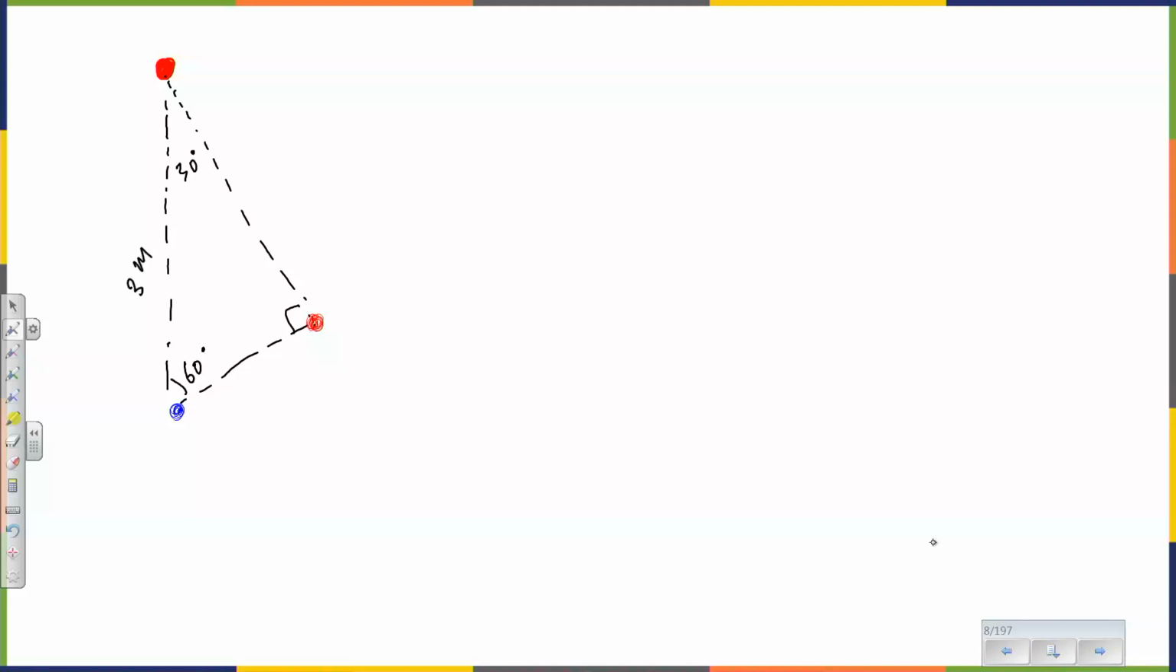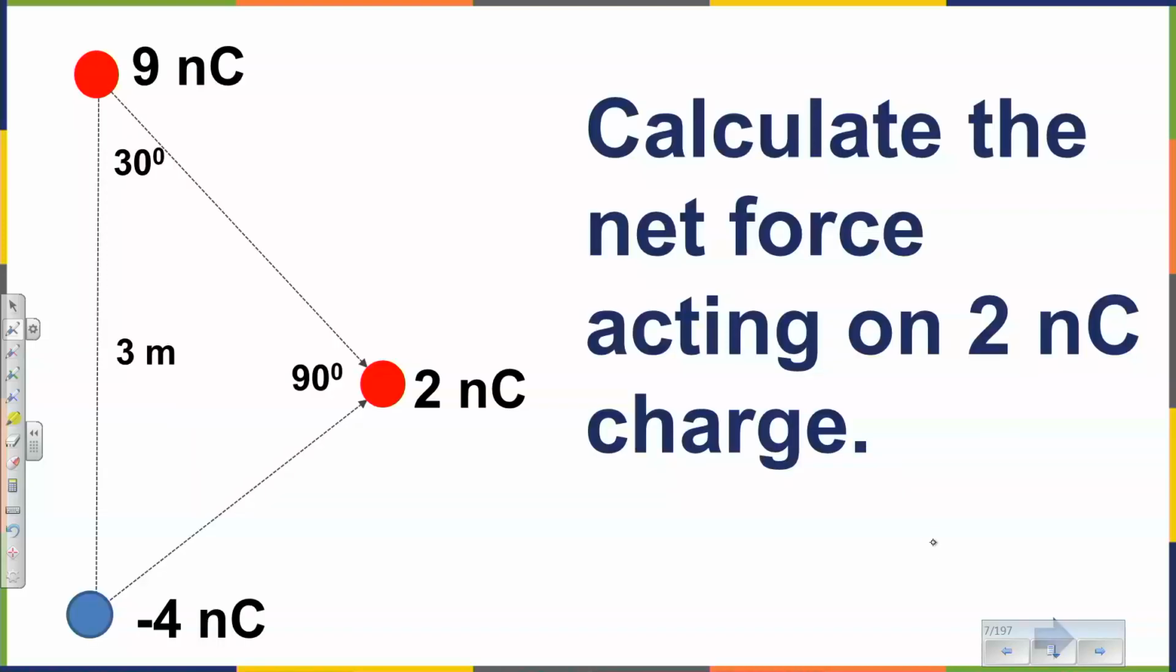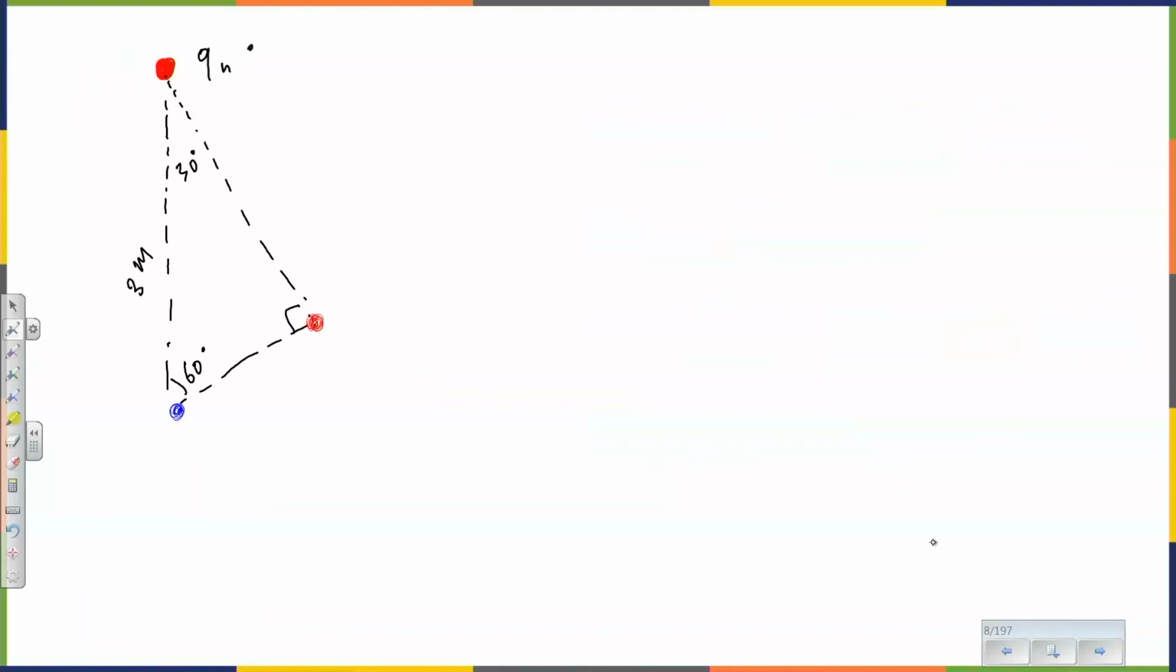So is it a 3, 4, 5 triangle? No, of course not. First of all, a 30-60 triangle is not a 3, 4, 5 triangle. Plus, 3 here is a hypotenuse. So just make sure: 9 nanocoulombs, -4 nanocoulombs, 2 nanocoulombs.